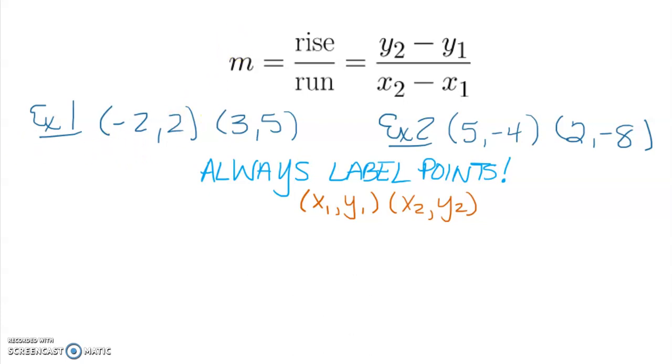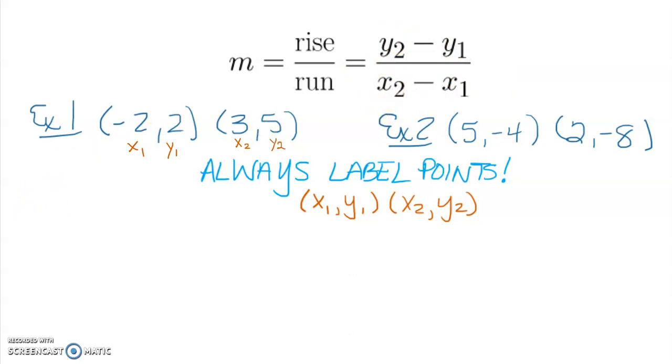First thing you probably want to do is label your points. That helps you organize what numbers belong in what part of the formula. So here, for example 1, we have -2. That is our first x coordinate. And then we have 2, which is our first y coordinate. Those subscripts, the ones, indicate that's the first point. And we have 3, which is the second x coordinate, and then we have 5, which is the second y coordinate. So we have x1, y1, x2, y2.